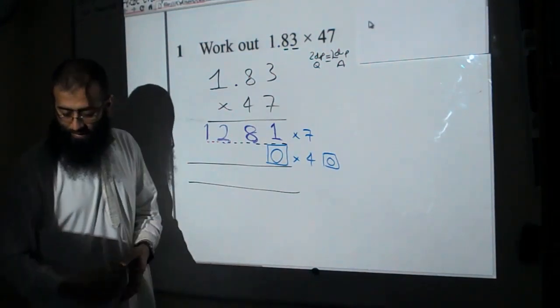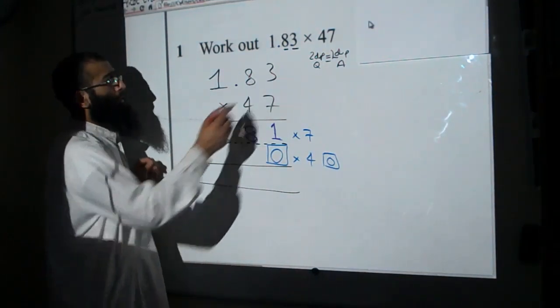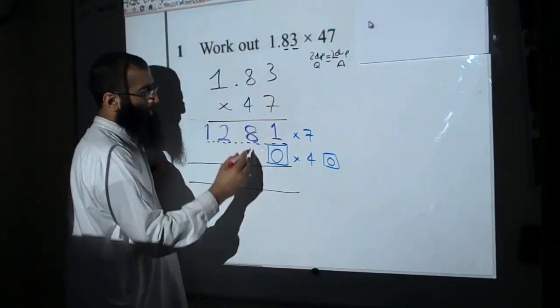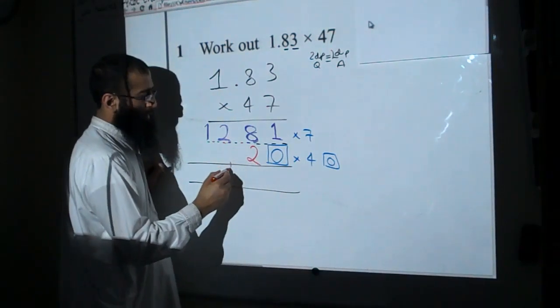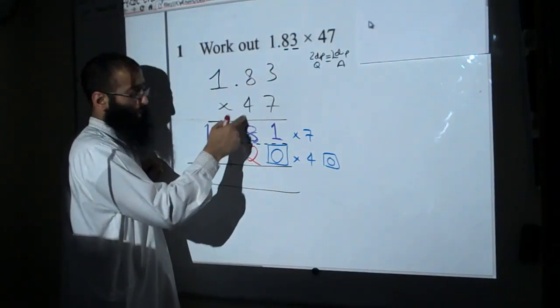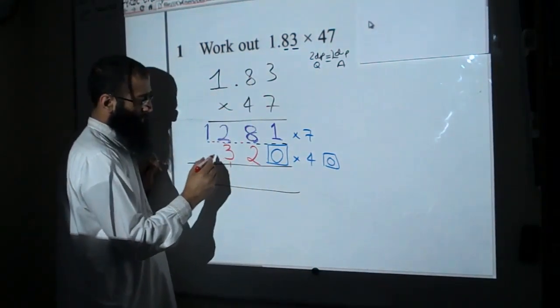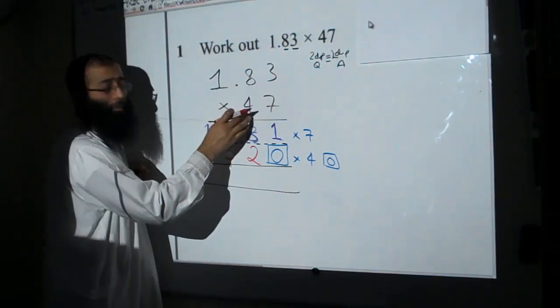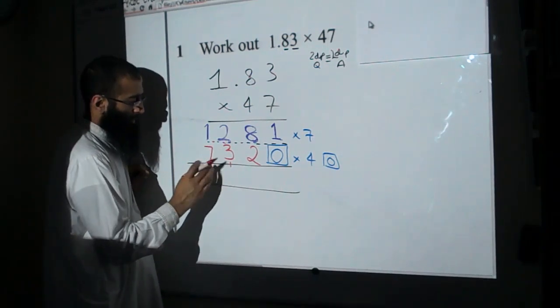Now what I'm going to do is the second digit on the second line. So all of this times by the 4 now. So 3 times by 4 will give you 12. 8 times by 4 is 32 and 1 is 33. 1 times by 4 is 4. 4 and 3 will give us 7.